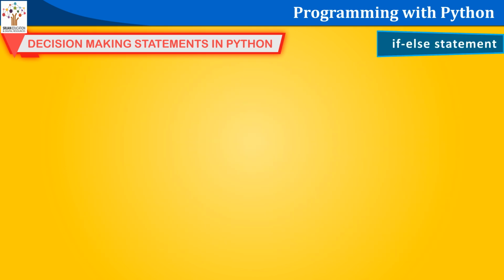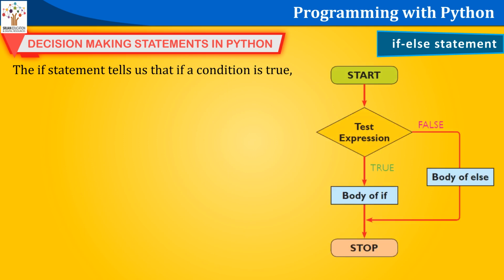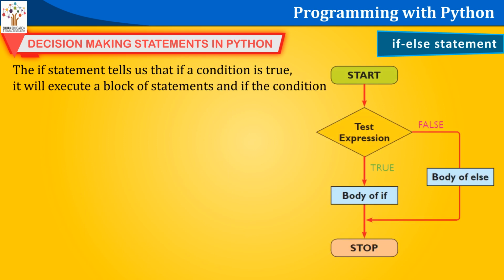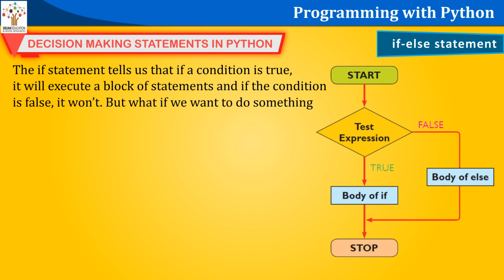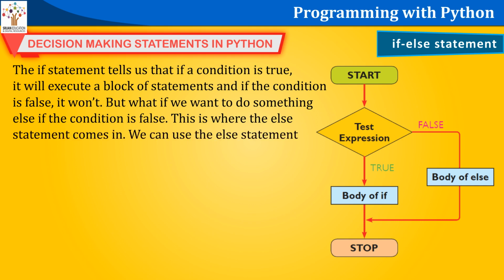Output. If-else statement. The if statement tells us that if a condition is true, it will execute a block of statements. And if the condition is false, it won't. But what if we want to do something else if the condition is false? This is where the else statement comes in.